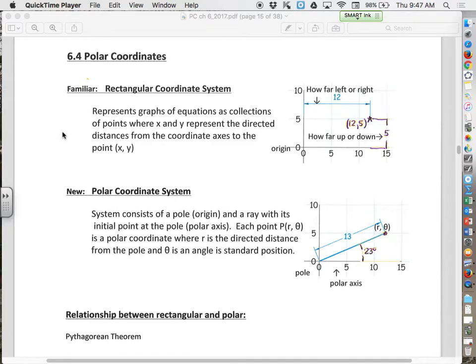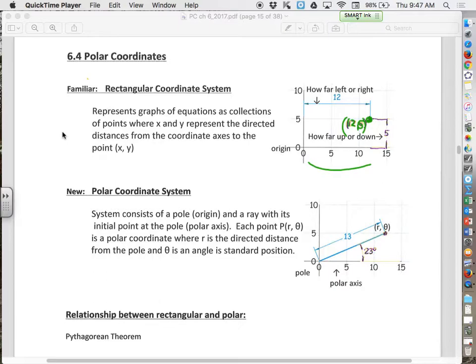All right, so we're going to start learning about polar coordinates, another way that we can go through and graph different equations that don't necessarily have to be in function notation. So in your rectangular coordinate system, you're dealing with x's and y's, and x is how far left or right you go, and your y value is how far up or down you go. So this point here is at over 12 and up 5 is the coordinates for that point. So you're looking at an x and a y coordinate.